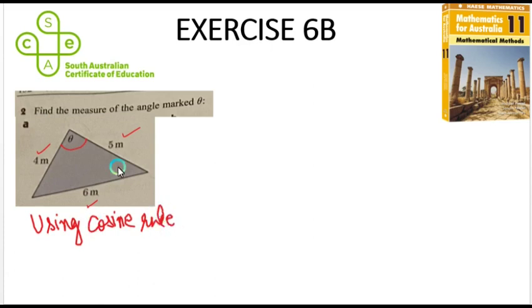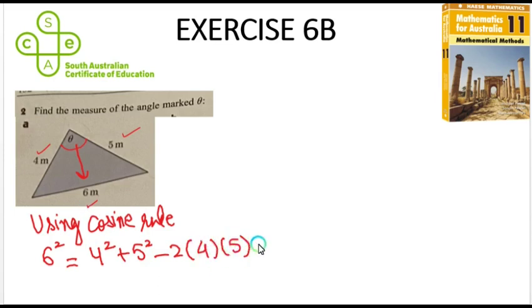The rule states that the side opposite to the angle involved, obviously this side is 6, so its square is equal to the other 2 sides, which will be taken here, 4 square and 5 square, then minus 2 times 4 and 5 into cos of the angle involved. That angle is theta, right?